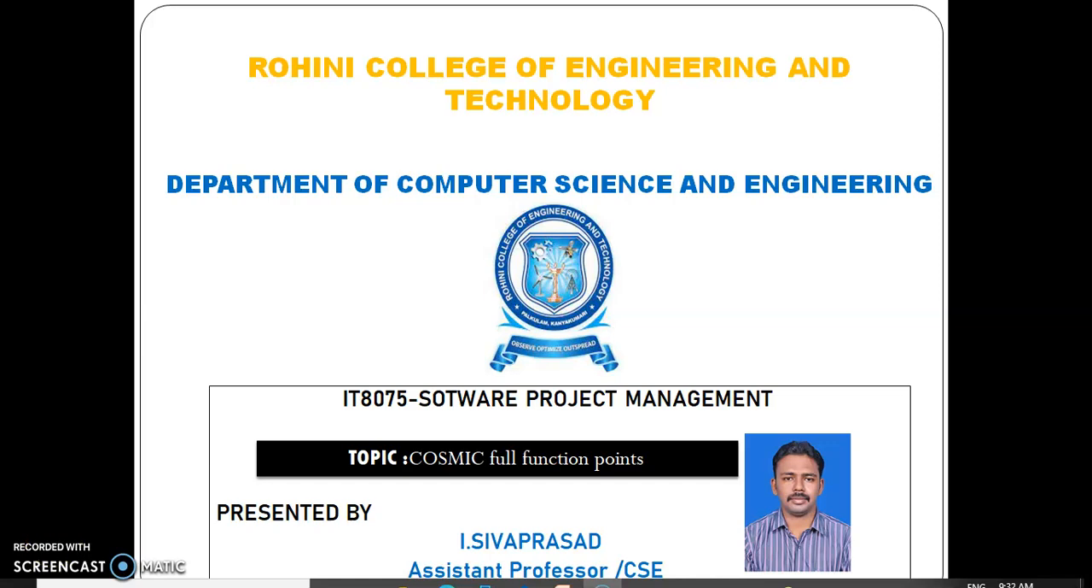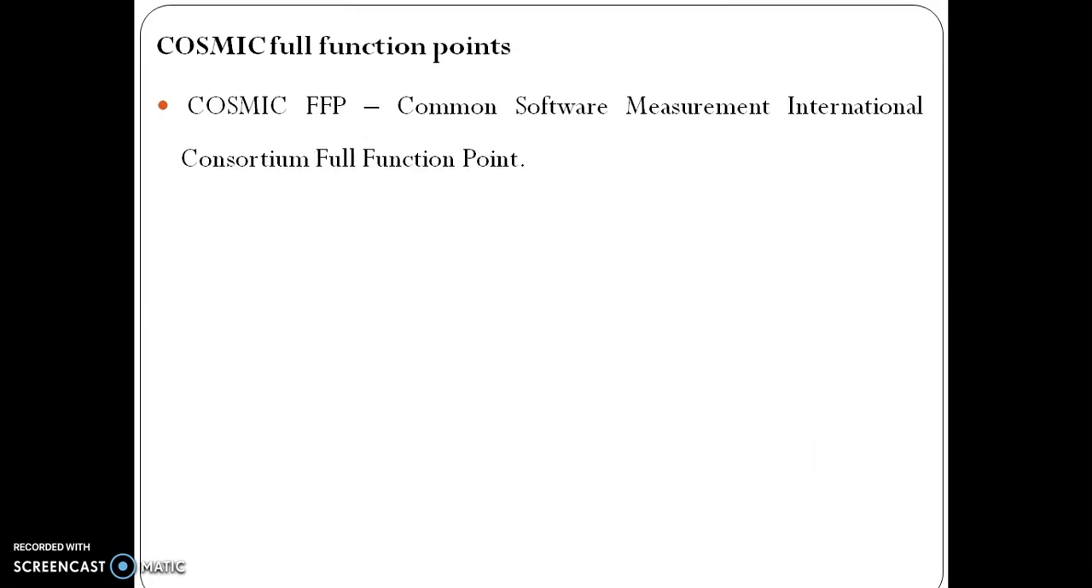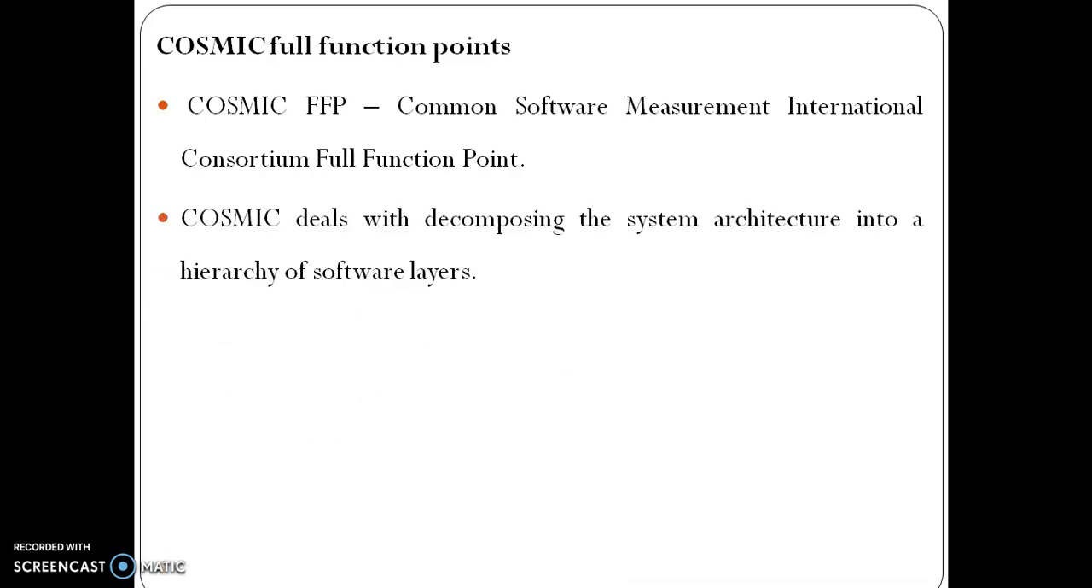Software Project Management. The topic is Cosmic Full Function Points. Cosmic FFP, Full Function Points. Common Software Measurement International Consortium Full Function Point. Cosmic deals with decomposing the system architecture into a hierarchy of software layers.